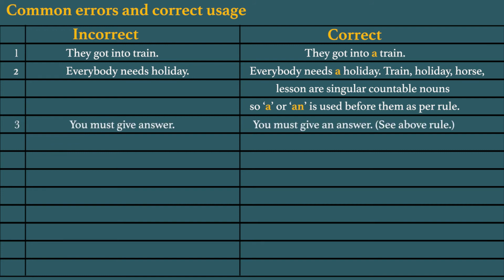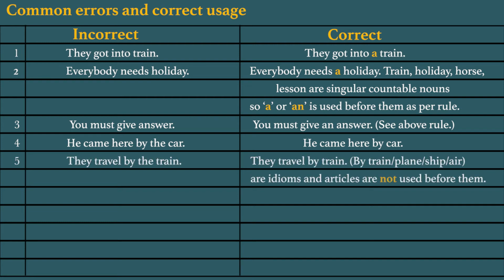Next is, you must give answer. Correct is, you must give an answer. Fourth, he came here by the car. He came here by car. Next is, they travel by the train. The correct one is, they travel by train. By train, by plane, by ship, by air are idioms and articles are not used before them.